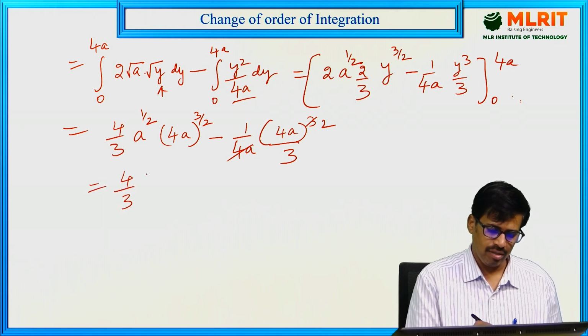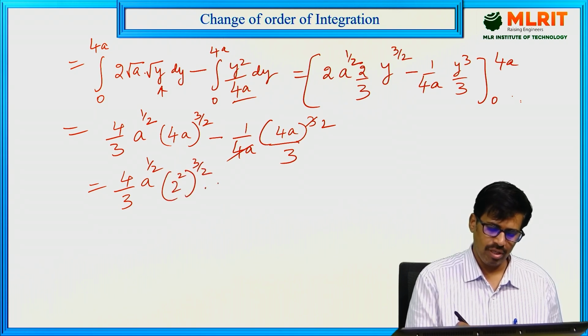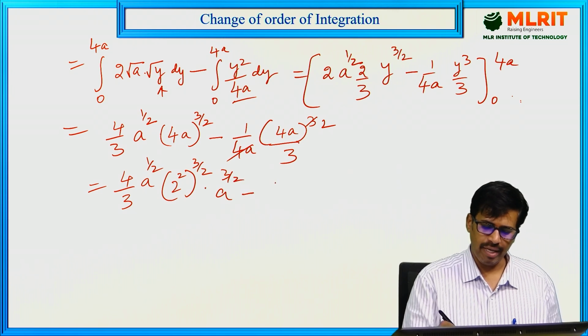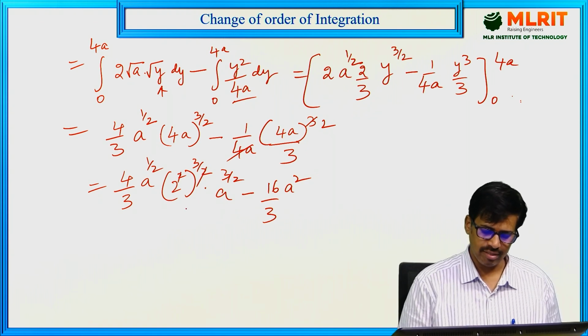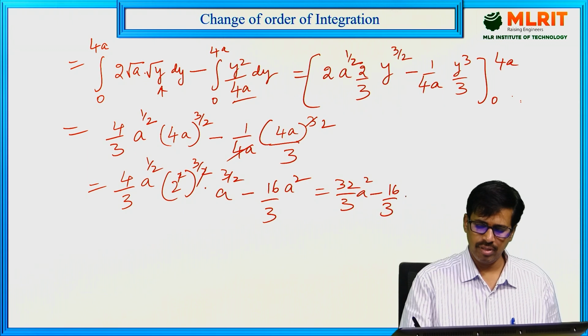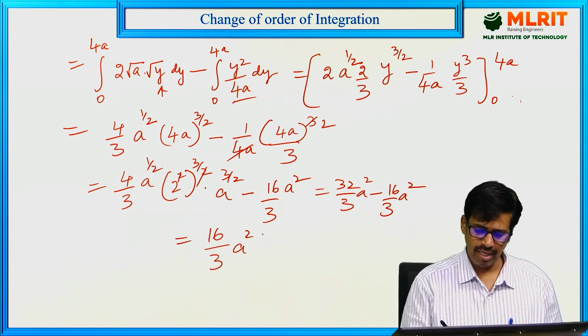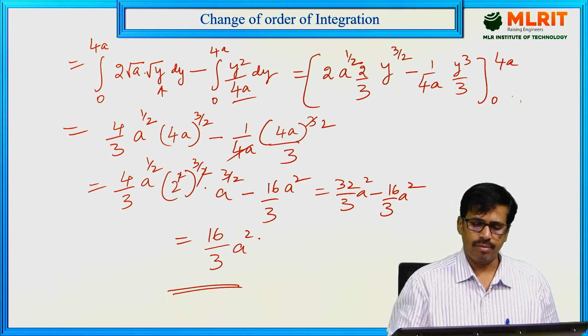4 by 3, 4 in a power 1 by 2. 4 power 3 by 2 means 2 square whole power 3 by 2 into a power 3 by 2, minus 4a whole square is 16 by 3 a square, right? So this square and this get cancelled. 2 cube is 8, 8 fours 32 by 3 a square minus 16 by 3 a square. So this is equal to 16 by 3 a square. This is how we evaluate the double integral, right?